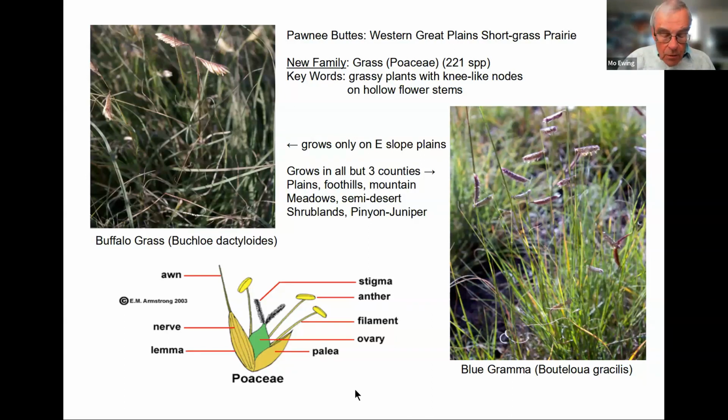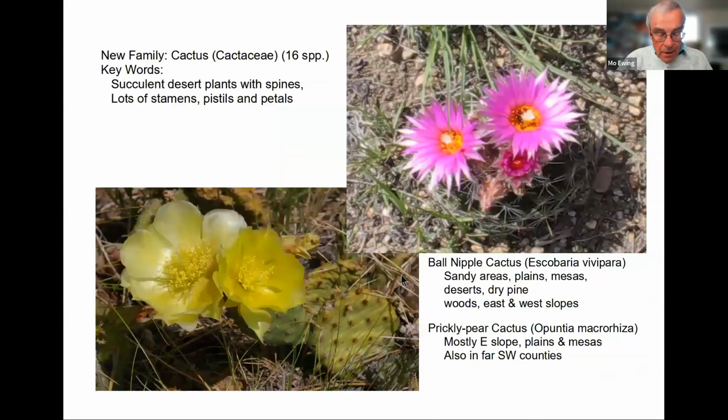Okay, so moving on, what we see here is cactuses. New family, Cactaceae, has 16 species, and the keywords are succulent desert plants. It's got big pads that are like leaves, sort of, but they're succulent with spines, lots of stamens, pistils, and petals, and you can see that here. Lots of them.